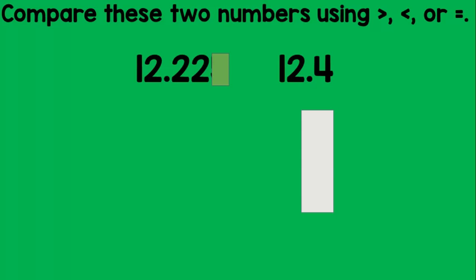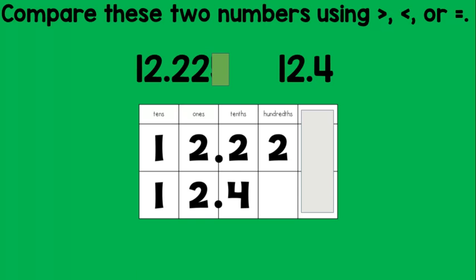Here we go. We're going to compare these two numbers using greater than, less than, or equal to. We've got 12 and 22 hundredths compared to 12 and 4 tenths. This is pretty interesting. We've got 22 hundredths or 4 tenths. Which one do you think is larger? Let's compare. I have a 1 in the tens place on both of them. I have a 2 in the ones place on both of them because I've lined up my decimals.